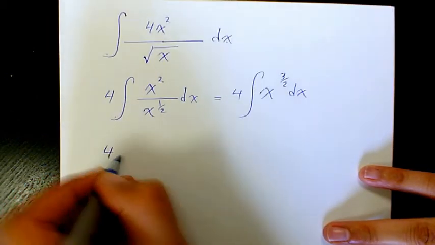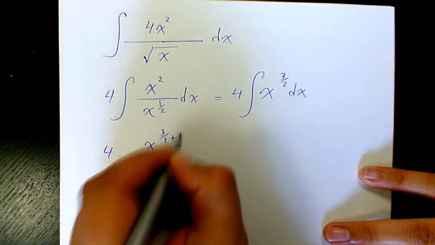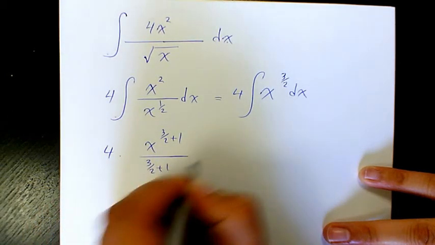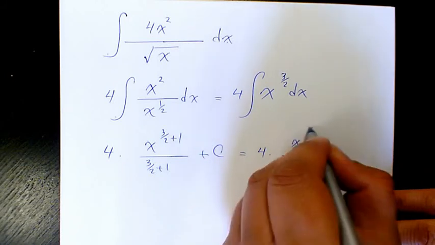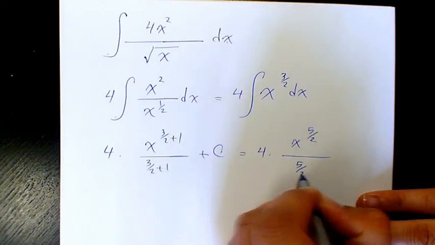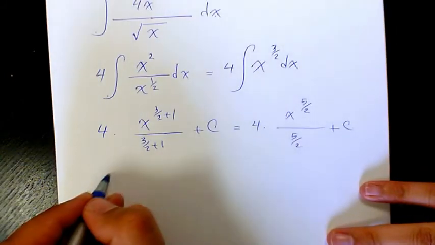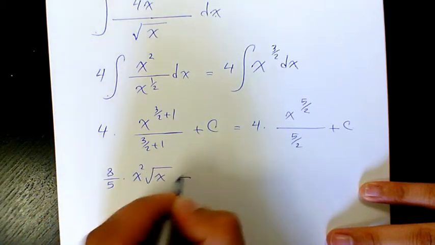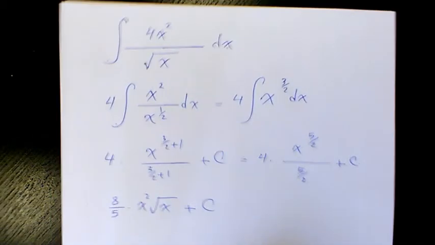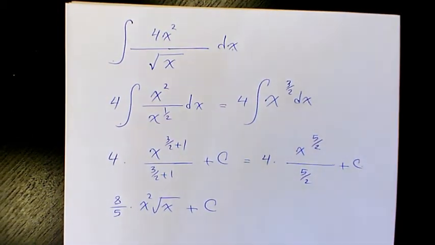So that's going to be 4 x to the power of 3 over 2 plus 1, over 3 over 2 plus 1, plus a constant number. So we have 4 x to the power of 5 over 2 over 5 over 2, plus c. So that's going to be 8 over 5 x squared root x plus a constant number. So that's the final answer.